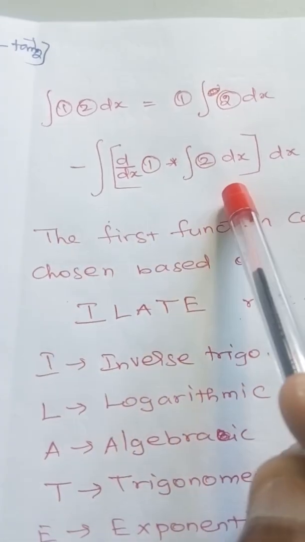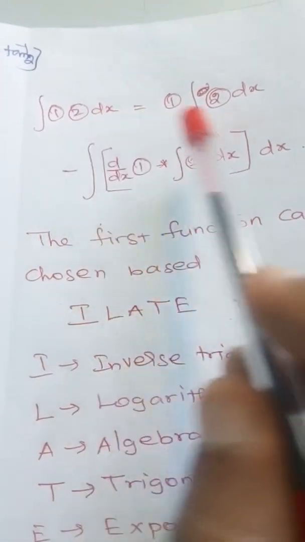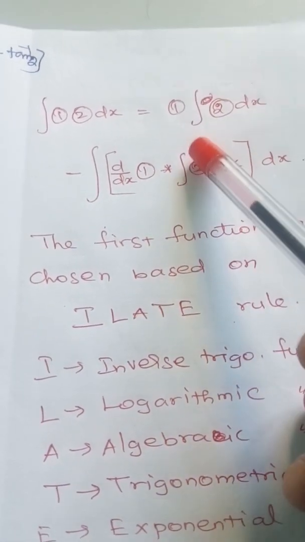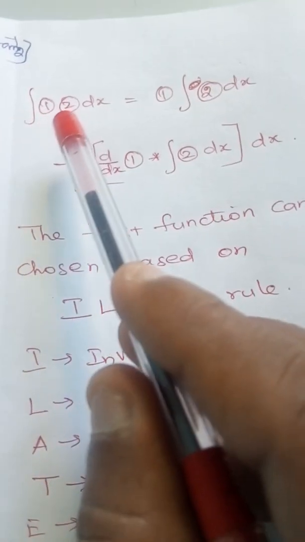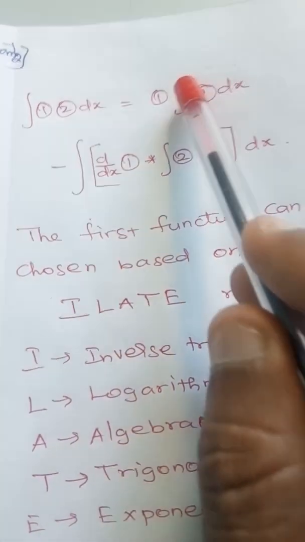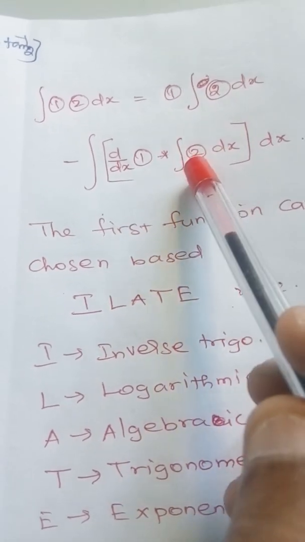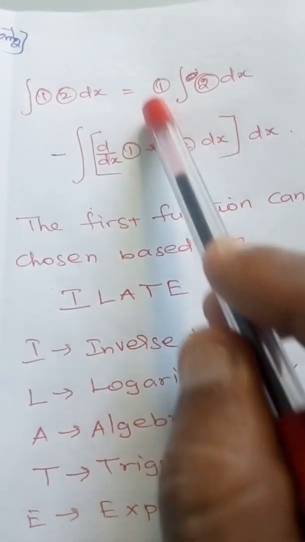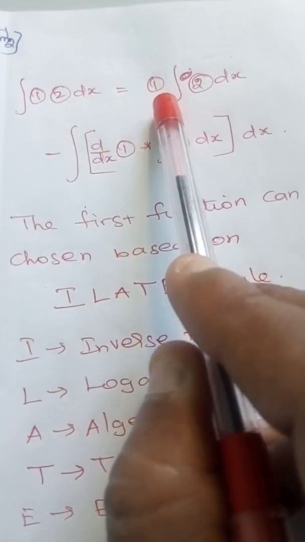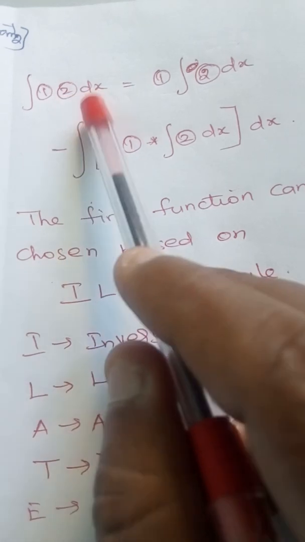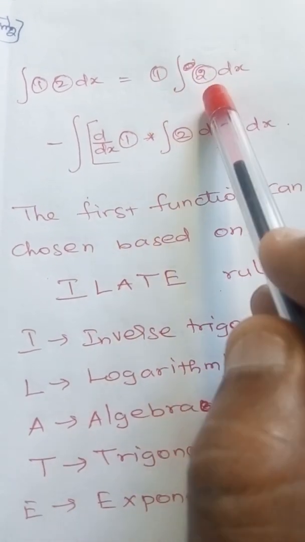Now we need to find out the integration of first function and second function. When you observe it, you must be very clear that always we are doing integration for the second function. So in the formula, we need to find out the integration of the second function. In the first step, the first function is kept as it is. The second function must always be integrated.